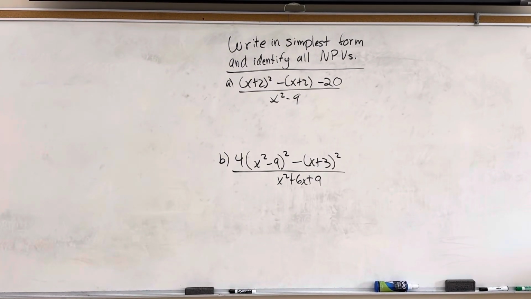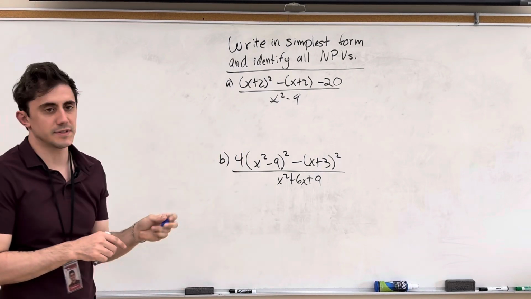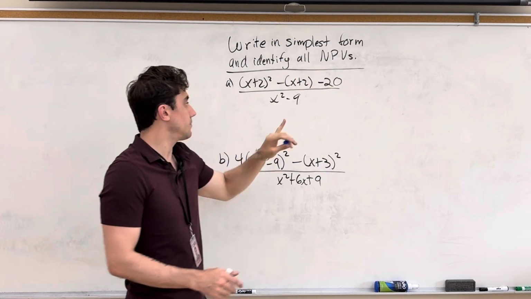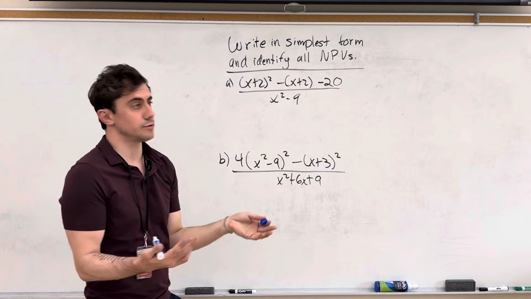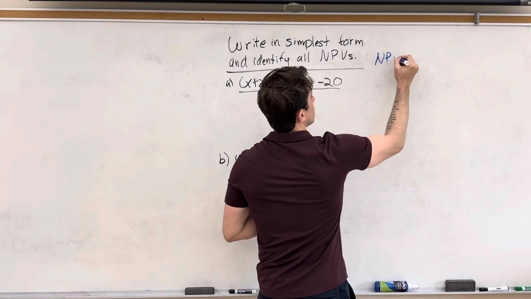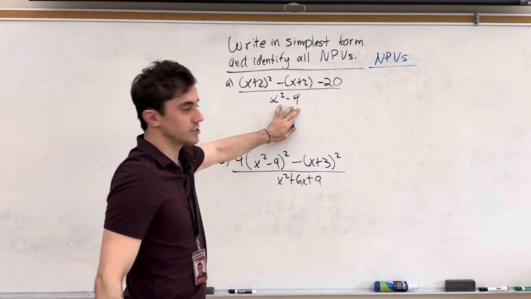Hey everyone, today we're going to look at simplifying these rational expressions and identifying all non-permissible values. So first of all, non-permissible values come from where our denominator could be equal to 0. So for A, I'll make a column just for the non-permissible values. We can't have our denominator be 0.